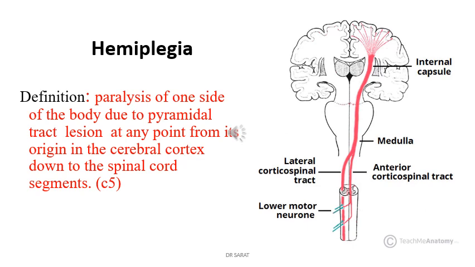And any lesion occurring anywhere in this pathway till the anterior horn cell, starting from the primary motor cortex, can lead to paralysis of one side of the body, and that is called hemiplegia.